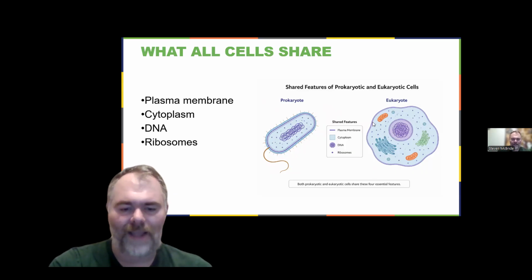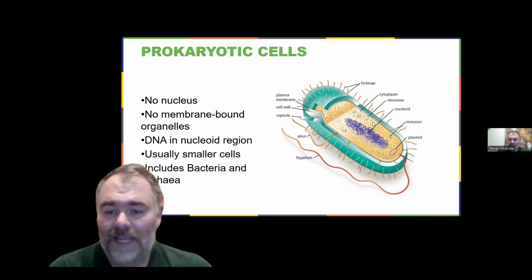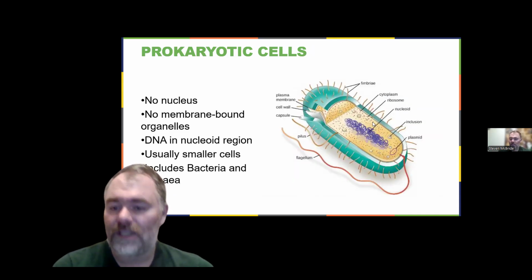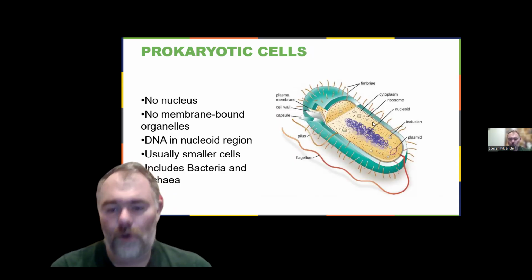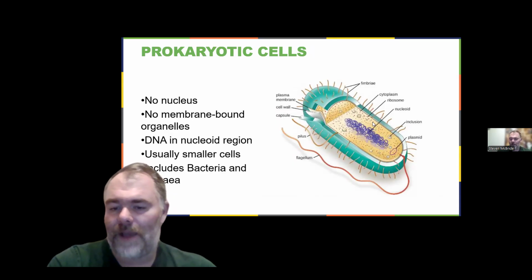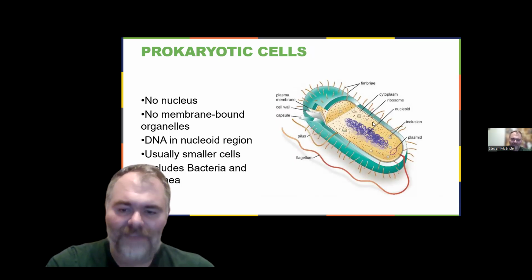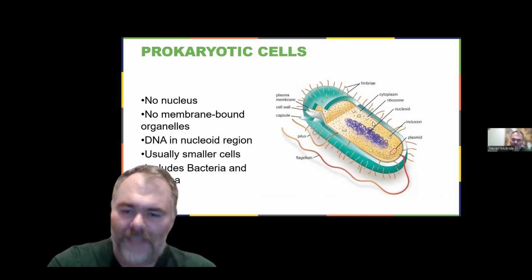These shared features are important because they remind us that all life, from bacteria to humans, is connected by the same fundamental biological principles. As you look at the prokaryotic cell on this slide, notice its relatively simple internal organization. Prokaryotic cells do not contain a nucleus. Instead, their DNA is found in a concentrated region called the nucleoid. They also lack membrane-bound organelles, meaning they do not have structures like mitochondria or the Golgi apparatus.